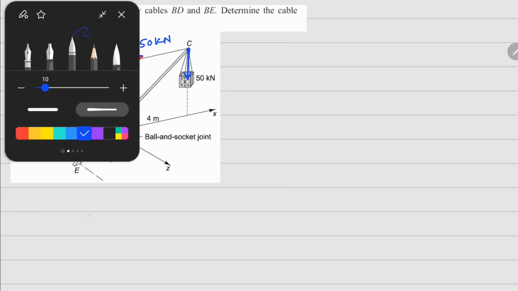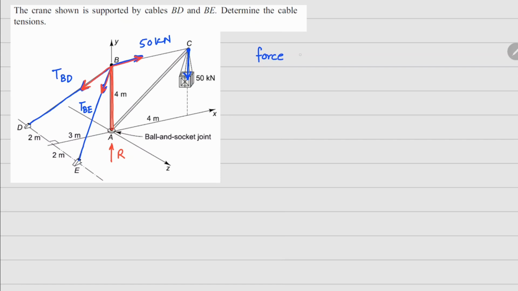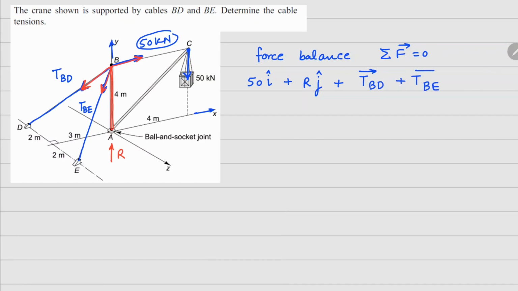If you do the force balance on this, your force balance can be written in terms of vectors. So we'll do summation of all the forces equals to 0. Now going by the coordinate system, we have this 50 kilonewton force, which is 50 i cap because it's pointing in the x direction. This R right here is going in the y direction, so R j cap. And then we have these two forces, one is TBD and one is TBE. So all of these forces need to be equal to 0.